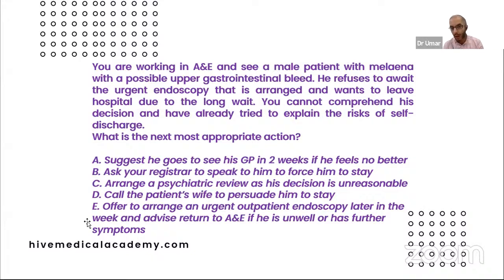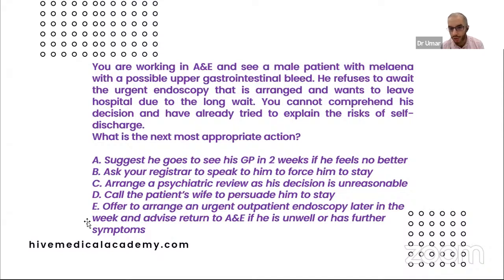He refuses to wait for the urgent endoscopy that is arranged, and he wants to leave hospital because the wait is too long. You can't understand this decision, but you've already tried to explain the risks of self-discharge. What is the next most appropriate action? So again, I would say this is not a very easy one, guys. So let's see how you get on.